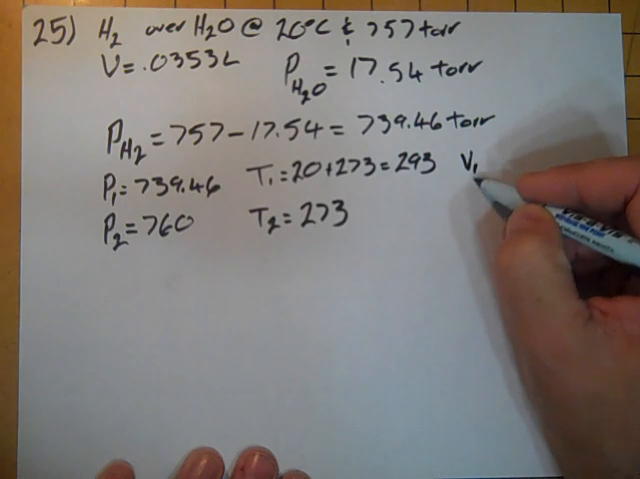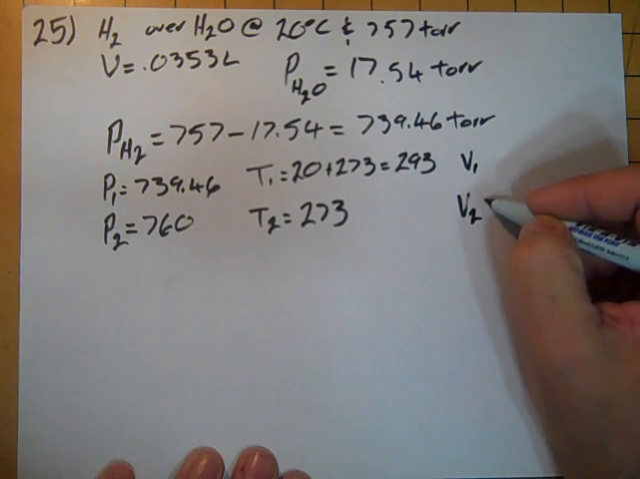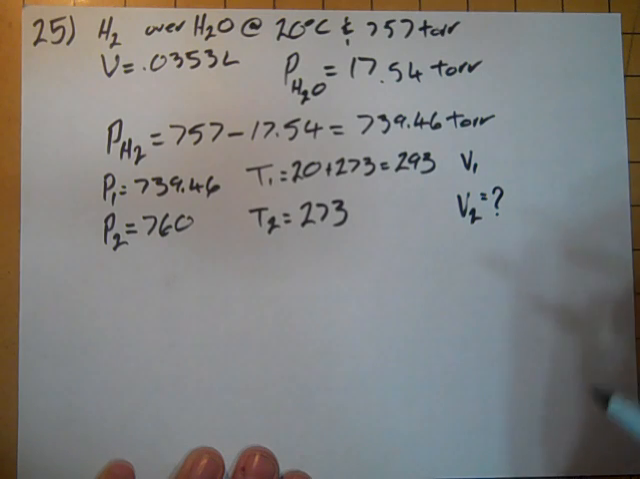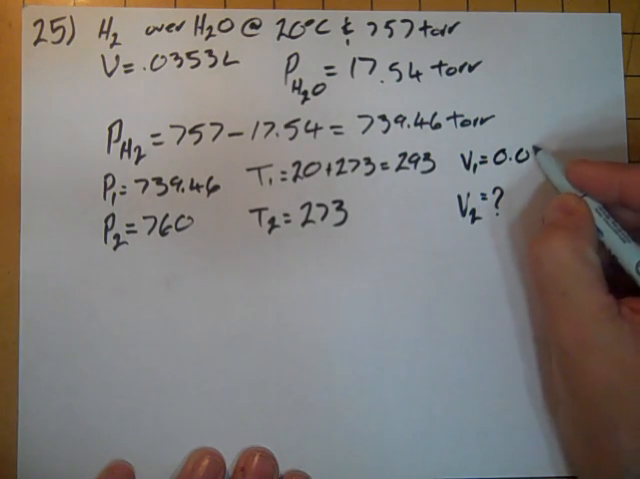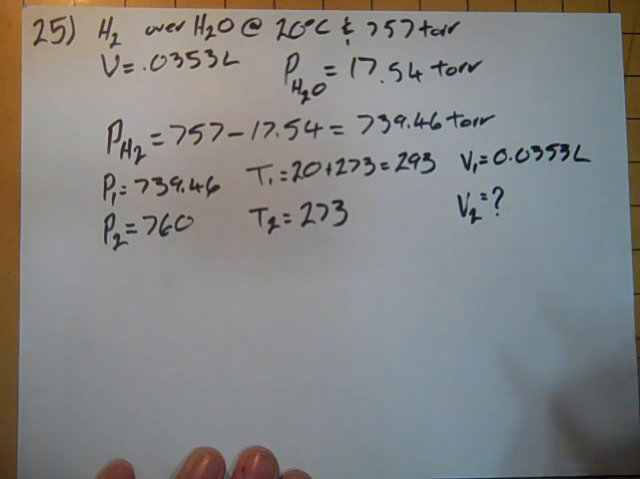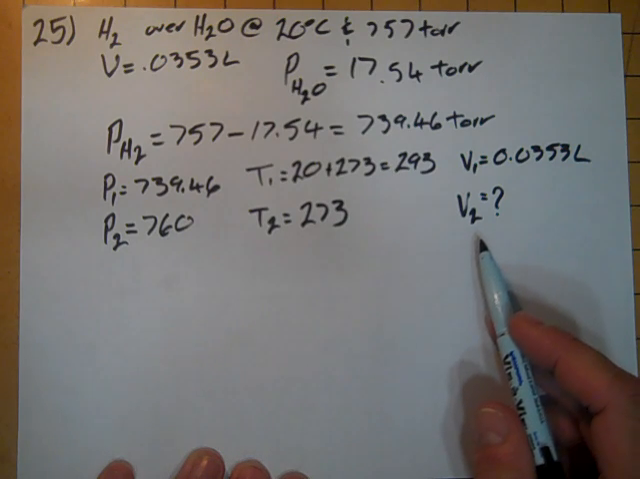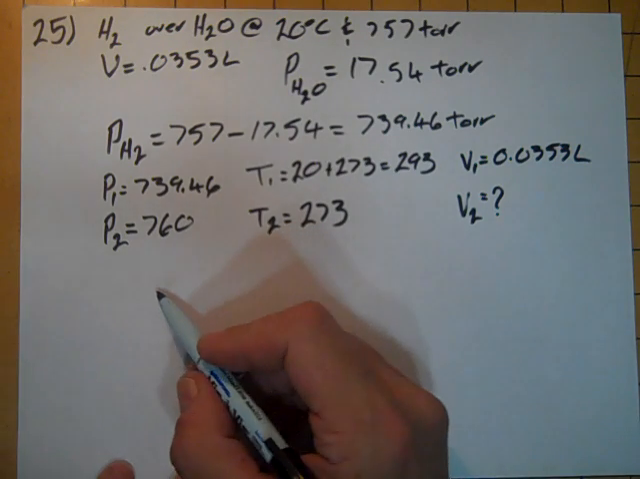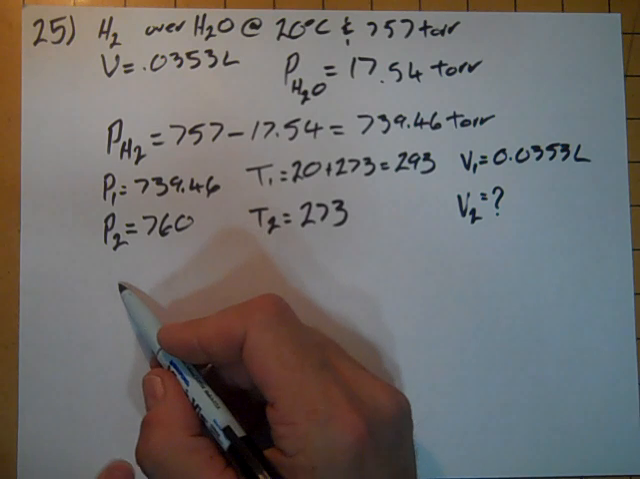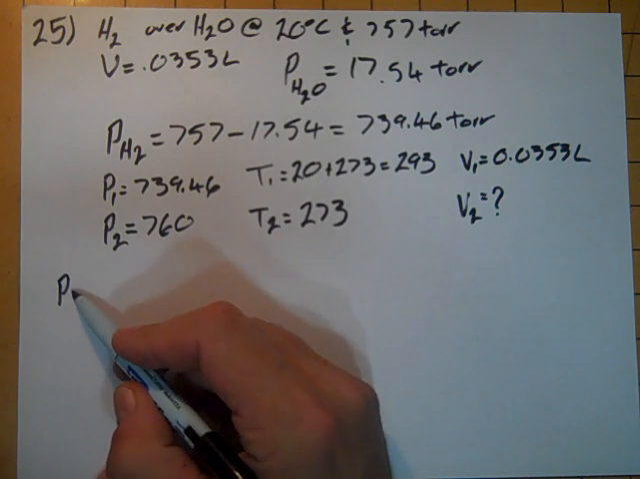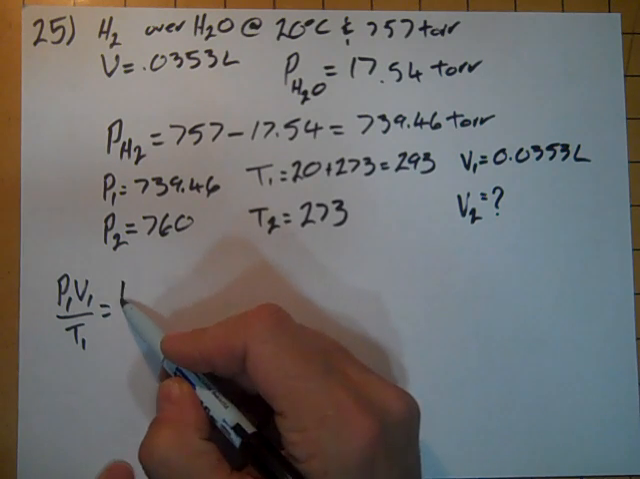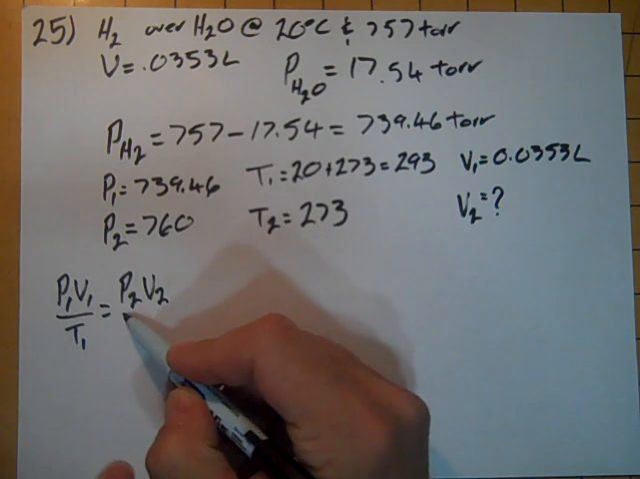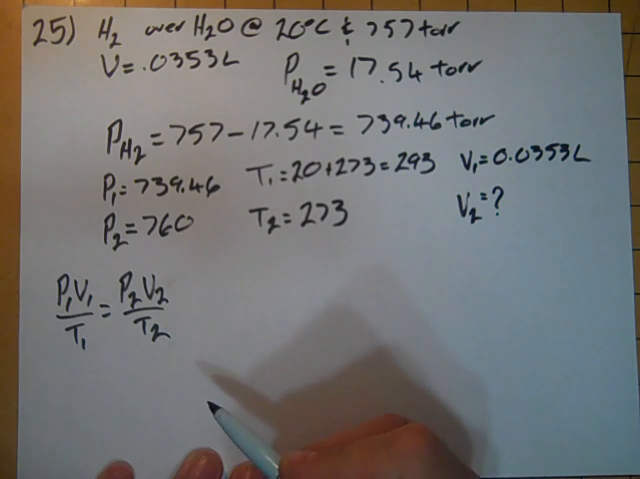And I get my volume 1 and my volume 2, and my volume 2 is what I'm going to be looking for. Volume 1 is 0.0353 liters. So to find the volume at STP, all I need to do is use the combined gas law. And remember, it is given to you as P1 V1 over T1 equals P2 V2 over T2.